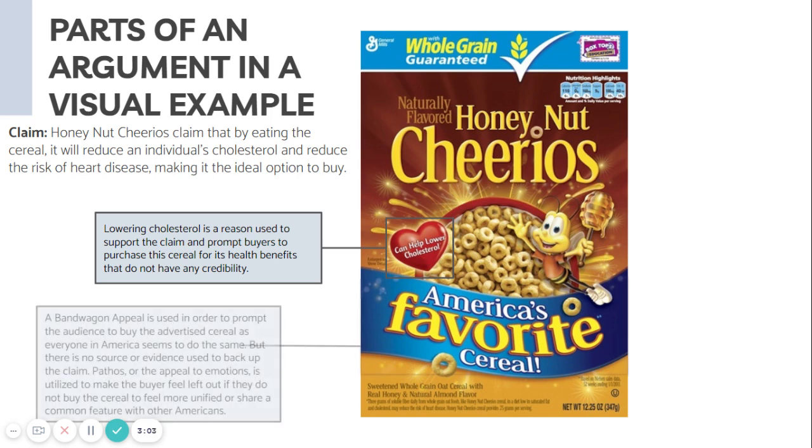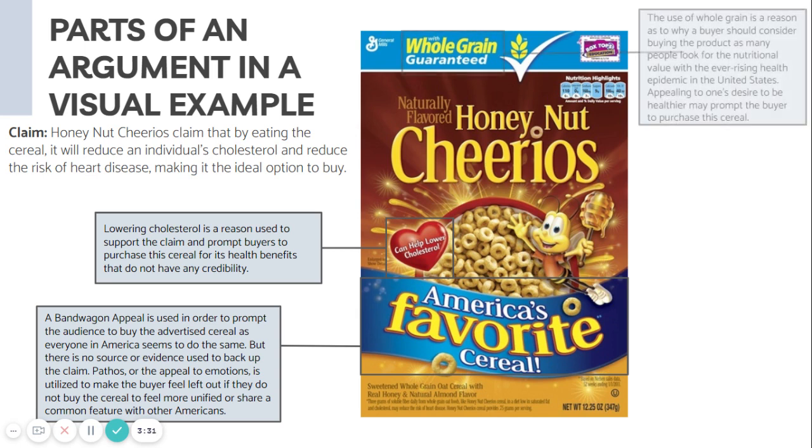Next is this "America's favorite cereal." This bandwagon appeal is used in order to prompt the audience to buy the advertised cereal, as everyone else in America seems to do the same. But once again, there's no source or evidence used to back this claim. Pathos, or the appeal to emotions, is utilized in order to make the buyer feel left out if they do not buy the cereal, to feel more unified or share a common feature with other Americans.